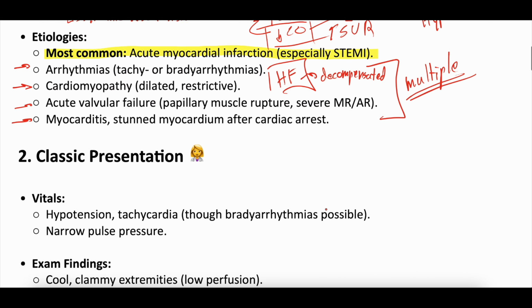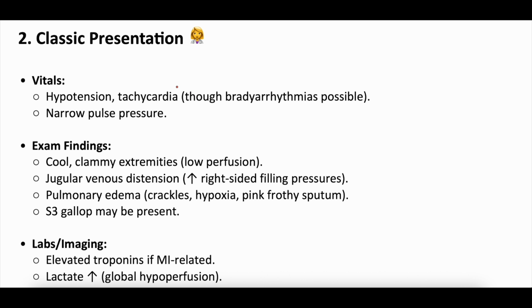Okay, so classic presentation of cardiogenic shock. Well, you'll get tachycardic. Now, if you have a bradyarrhythmia, you're not going to get tachycardic, but most patients get tachycardic, right? Because cardiac output equals heart rate times stroke volume. We just said that your contractility, your heart is not pumping, it's not squeezing as well. So you're going to have a decrease in your stroke volume. So what your body does to try to compensate is it increases its heart rate. It gets tachycardic to try to maintain that cardiac output. At some point, that tachycardia is not enough to maintain that cardiac output, and that's when the cardiac output drops.